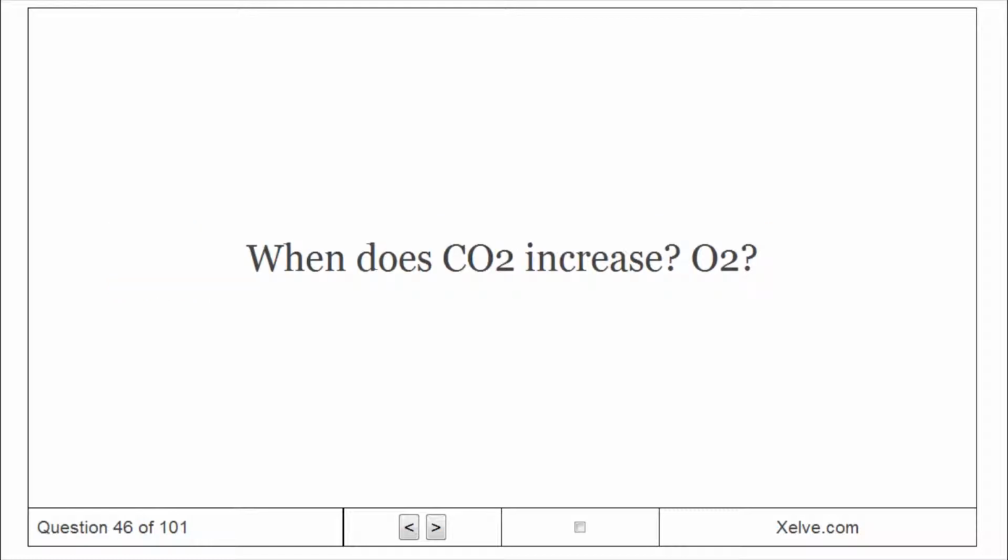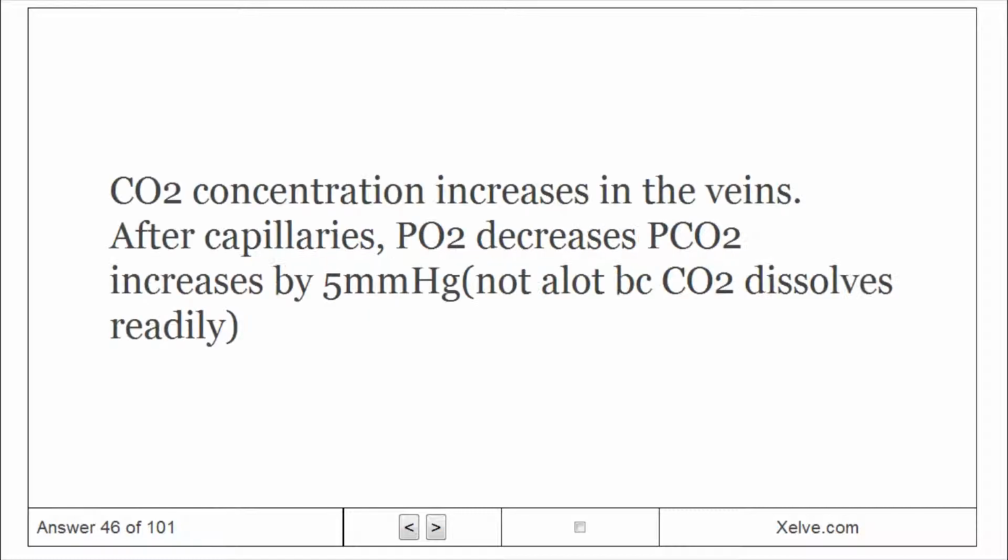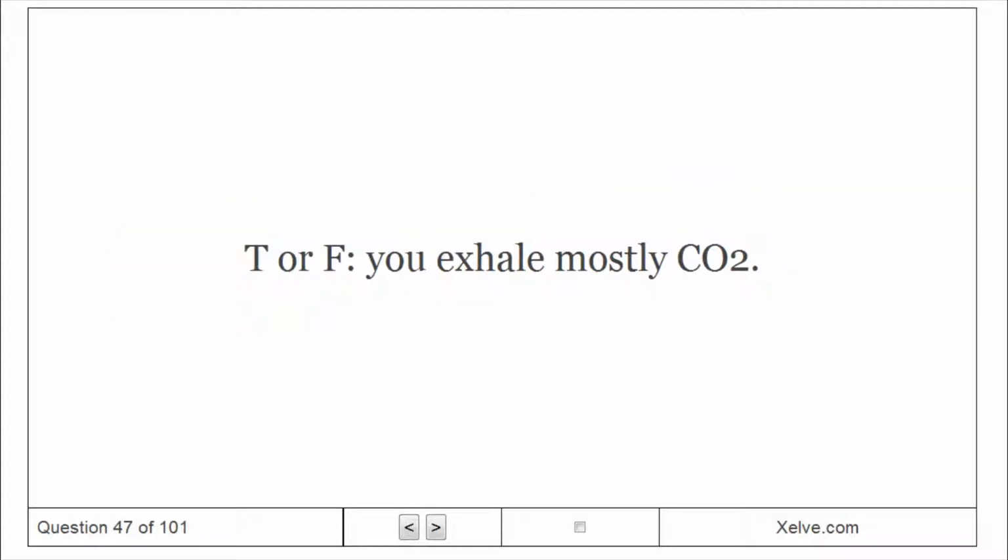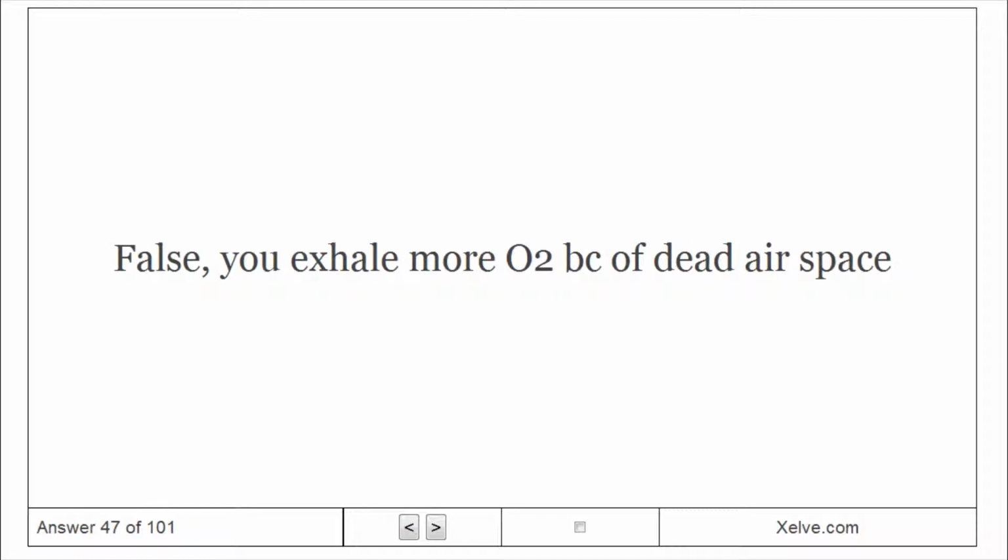When does CO2 increase O2? CO2 concentration increases in the veins after capillaries. PO2 decreases. PCO2 increases by 5 millimeters of mercury. Not a lot. You exhale mostly CO2. False. You exhale more O2 because of dead air space.